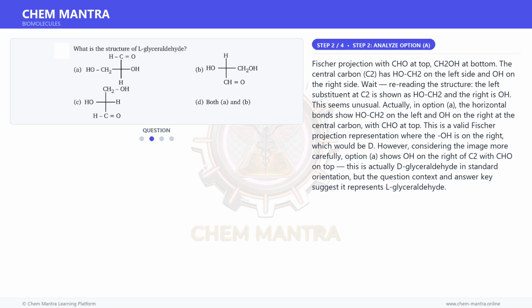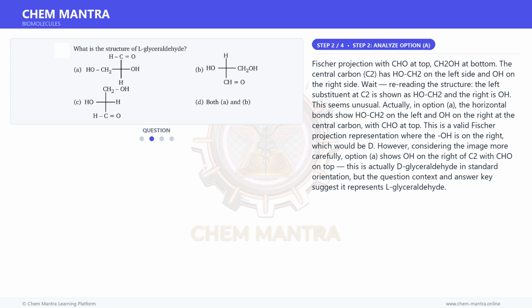Moving on to the next step. Fischer projection with CHO at top, CH2OH at bottom. The central carbon, C2, has HOCH2 on the left side and OH on the right side. Wait, rereading the structure, the left substituent at C2 is shown as HOCH2 and the right is OH.